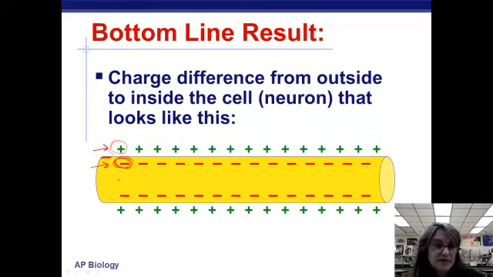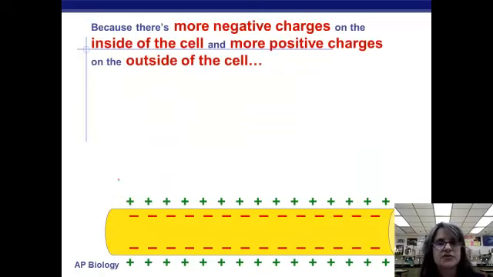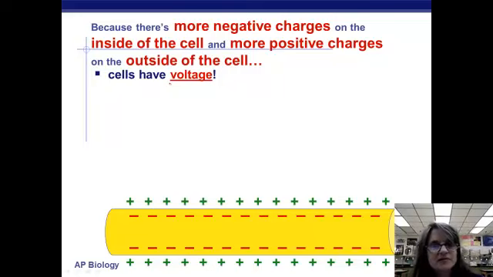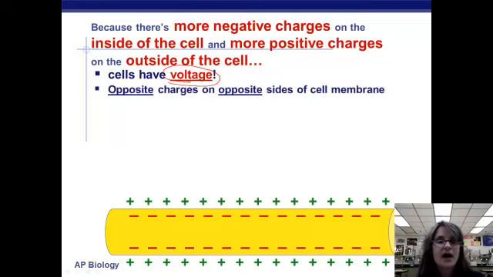More positive on the outside due to the presence of lots of sodium on the outside, more negative on the inside due to the presence of lots of anions, chlorine, amino acids, proteins, all of which have negative charge associated with them. Okay? So, because there's more negative on the inside, more positive on the outside, these neurons, and cells in general, but particularly these neurons, have voltage, okay?